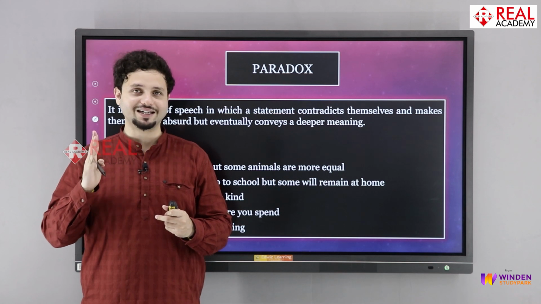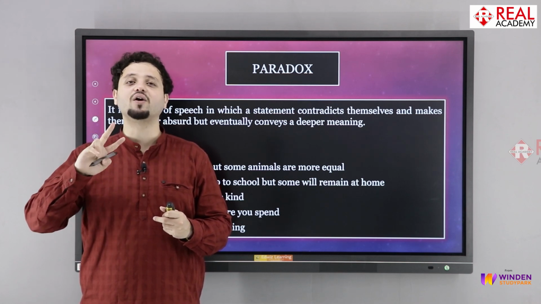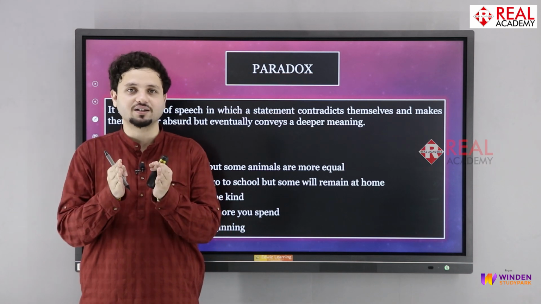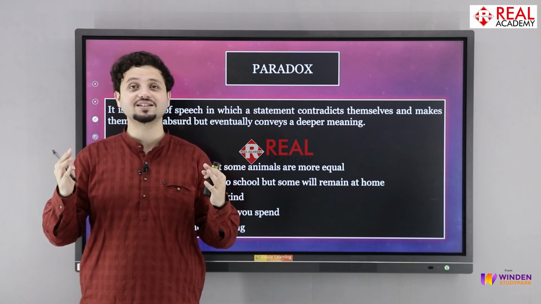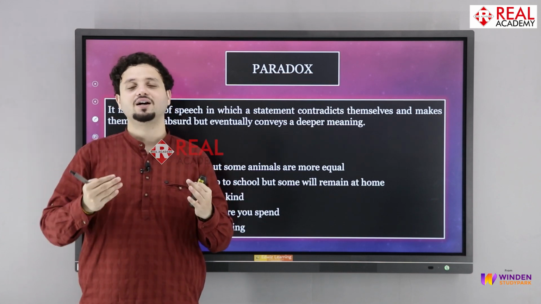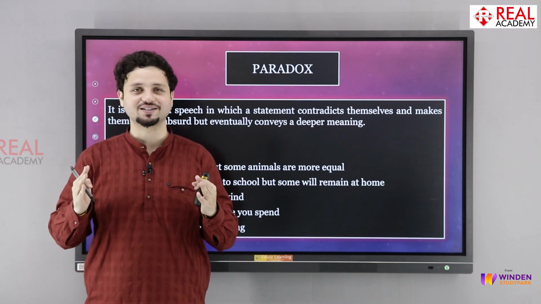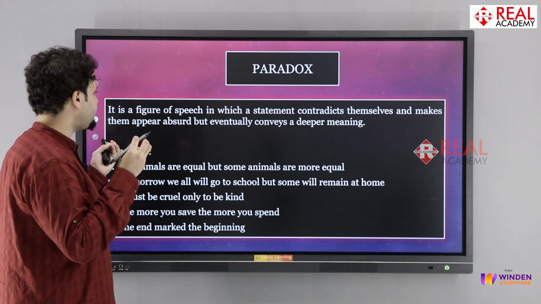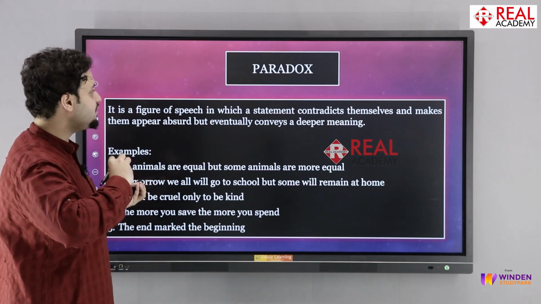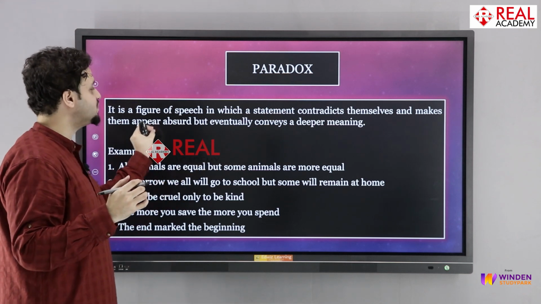You have to understand that in one single sentence, if there are two terms which are opposite in meaning, then it is antithesis. One single sentence, and in that if there are two contradictory words which come together, then it is called as oxymoron. And one single sentence, the sentence itself conflicts the same sentence, then it is called as paradox. In figure of speech, paradox is one in which a sentence contradicts itself and makes it appear absurd.